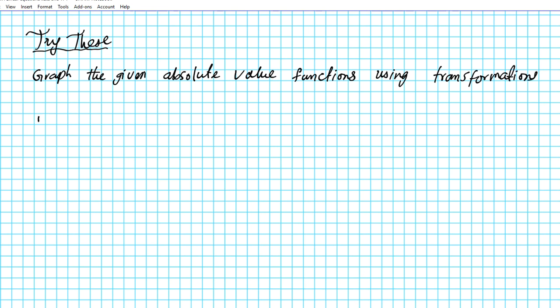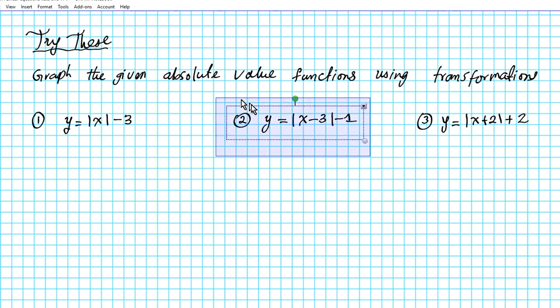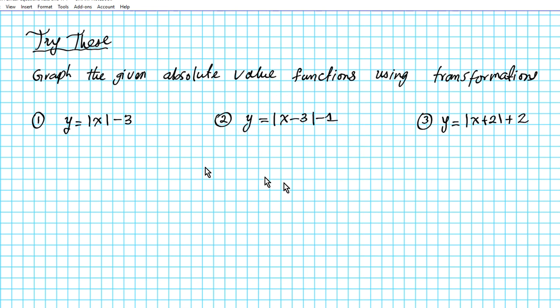Alright, so for question 1, let's say you have the absolute value function y equals the absolute value of x minus 3. Number 2, what if you have y equals the absolute value of x minus 3, minus 1? And then number 3, let's say you have y equals the absolute value of x plus 2, plus 2. Alright, so go ahead and pause this video. We'd like you to try graphing these 3 absolute value functions. When you're done, go ahead and click play.